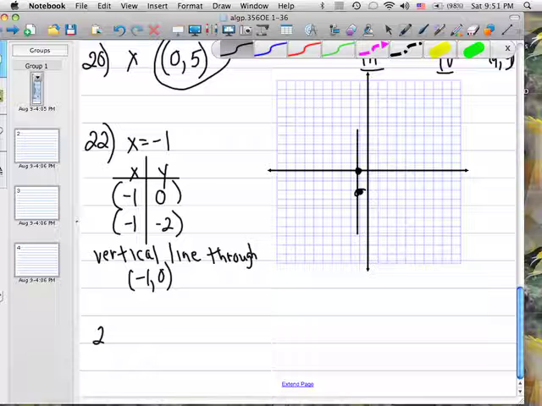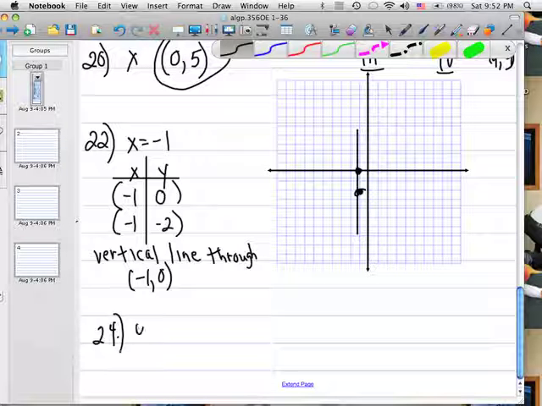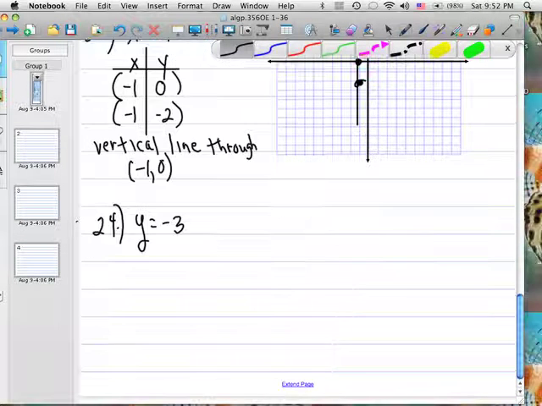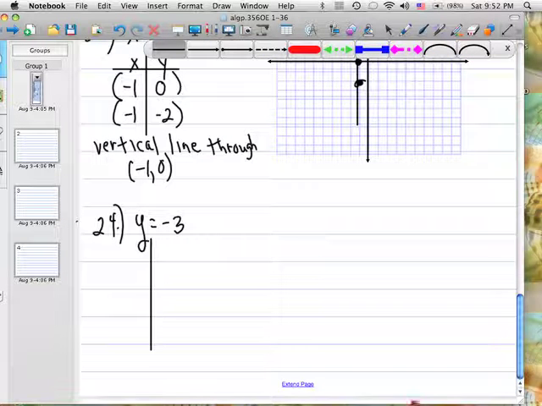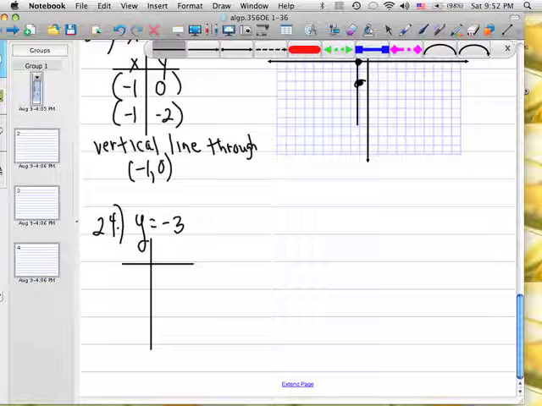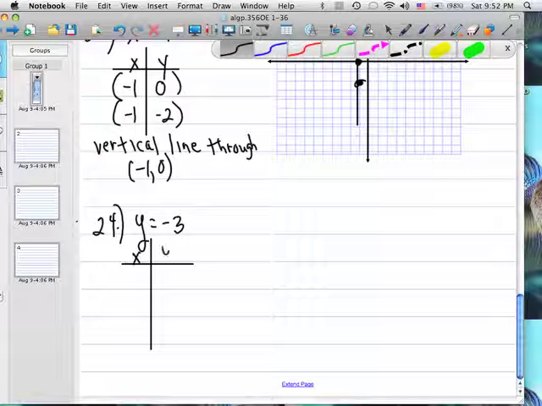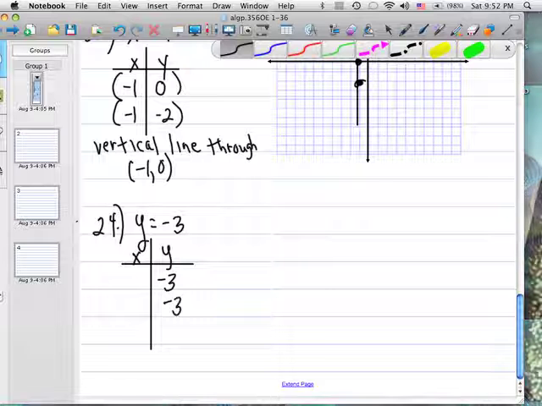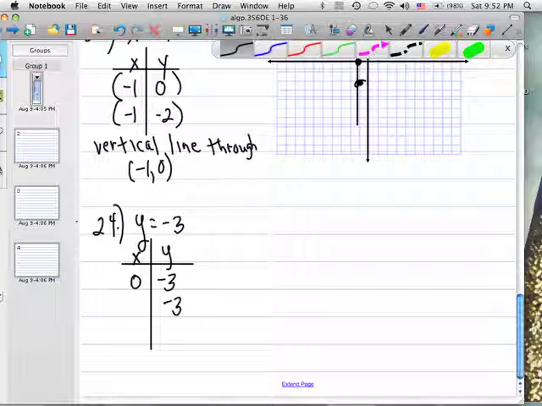Problem number 24 is y equals negative 3. So this says y has to be negative 3. So I need 2 points to graph this line. This time, y has to always be -3, so I'm just going to put -3, -3. And x can be any value. I'm going to use 0 and 1.